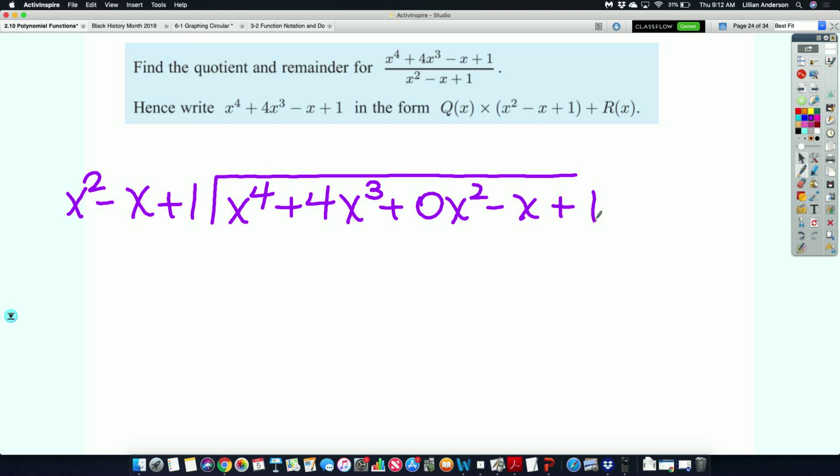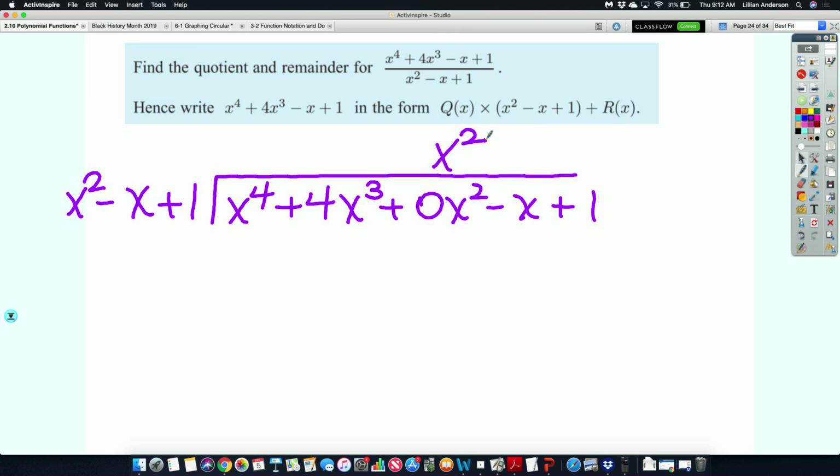And the process of doing the multiplication, I don't know who taught you how, but how I teach my students is I say, you look at the very first term of your divisor, and you ask, what times x squared will give you x to the fourth? And that is a what? X squared. So that's going to be x squared on the top.